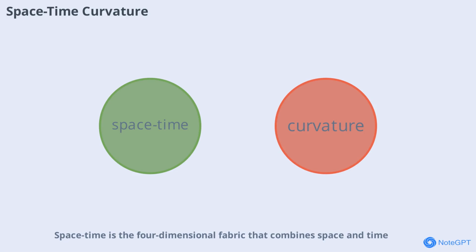Spacetime is the four-dimensional fabric that combines space and time. According to Einstein, mass and energy can curve this fabric, creating what we perceive as gravity. The greater the mass, the more spacetime is curved. This concept explains why planets orbit stars and why light bends around massive objects. Spacetime curvature is a key idea in modern physics and helps us understand the universe on a deeper level.